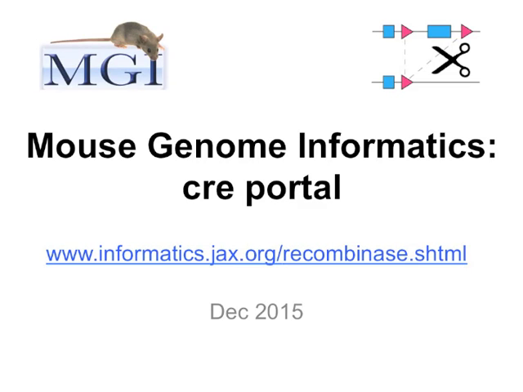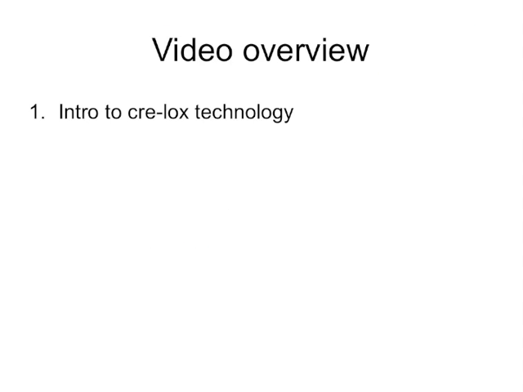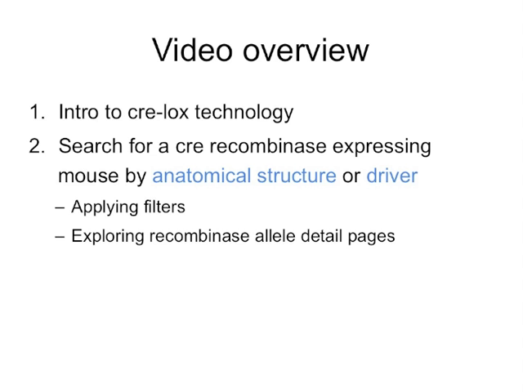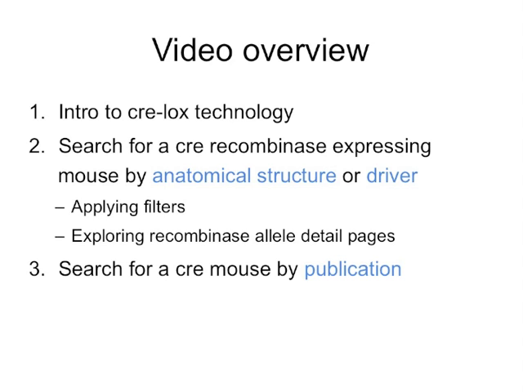In this video, we'll walk through the Mouse Genome Informatics CRE portal, found online at www.informatics.jax.org/recombinase. We'll begin with a short introduction to CRElox technology, move into the database and use MGI to search for a CRE recombinase expressing mouse using anatomical structure or driver, and then search for a specific CRE recombinase expressing mouse beginning from a publication.